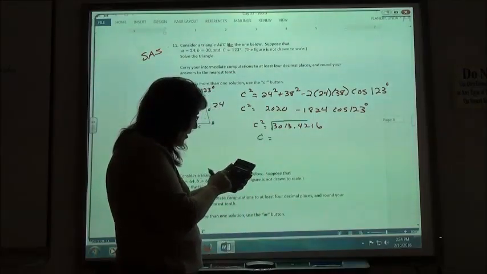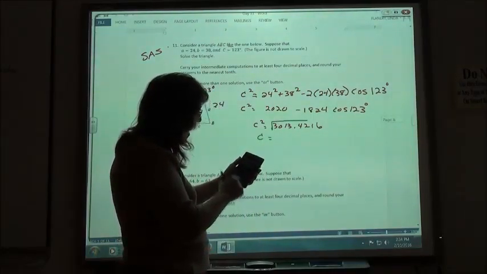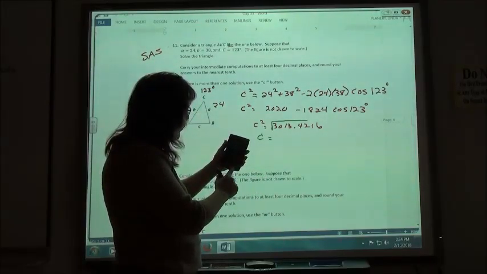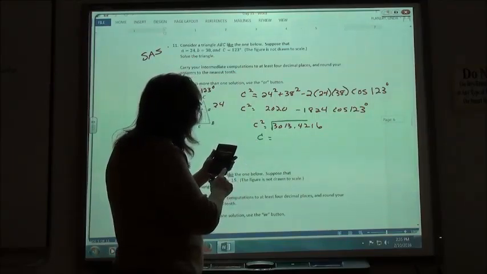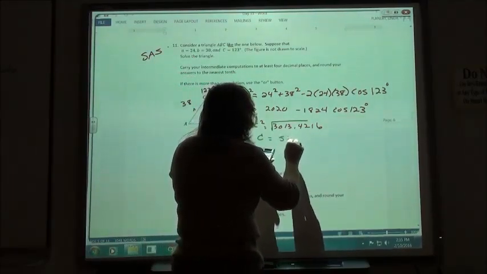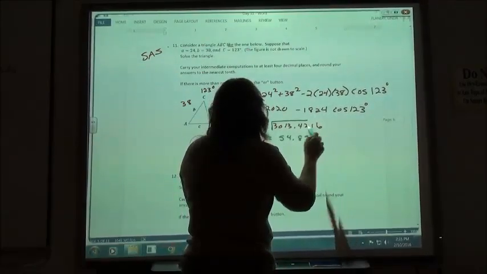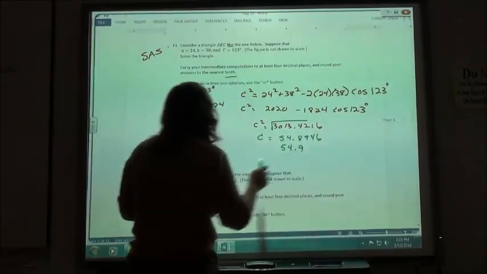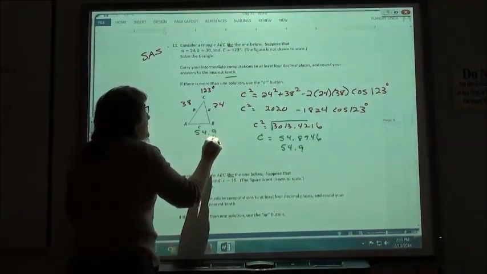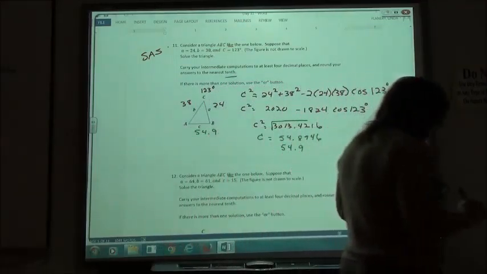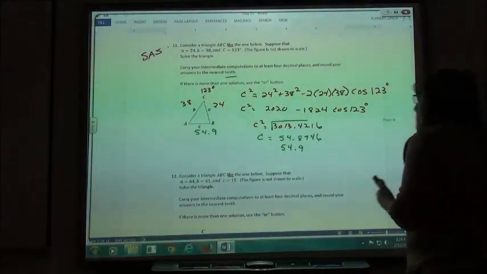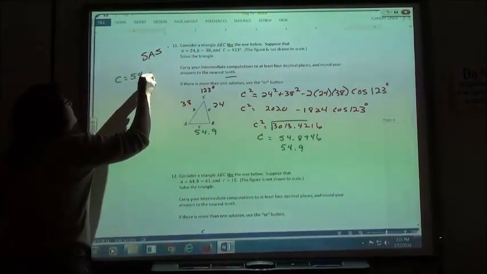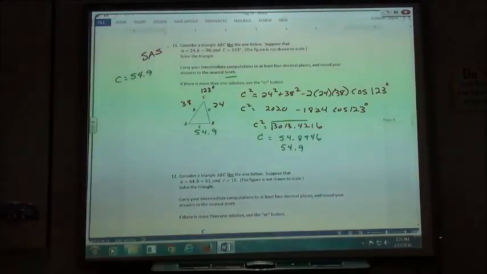So I'm going to do on my calculator square root of the answer. Then I don't have to type it back in. Answer is right next to the equal. So square root ANS for answer. And I would get 54.8946. I'm rounding to the nearest tenth, so I would say 54.9. So side C we got was 54.9. We still need to find angle A and angle B.